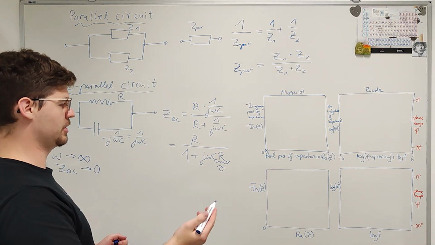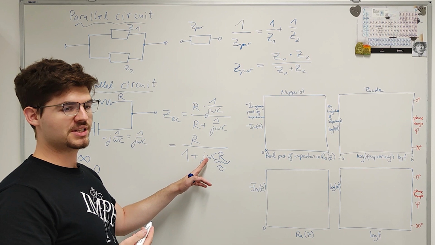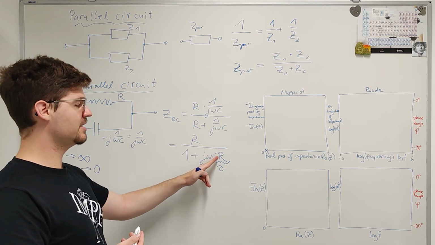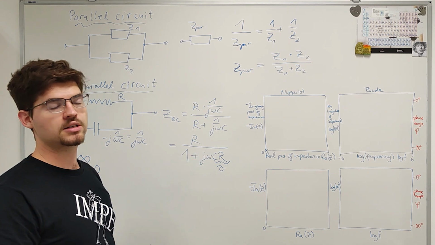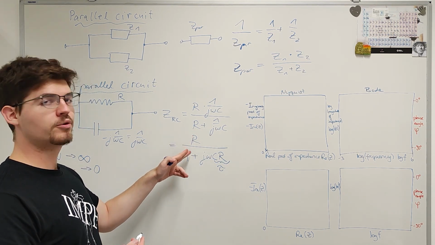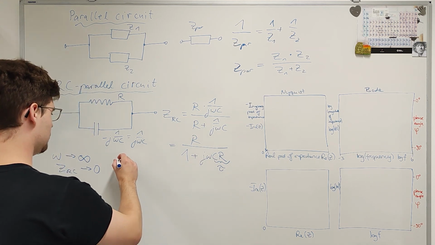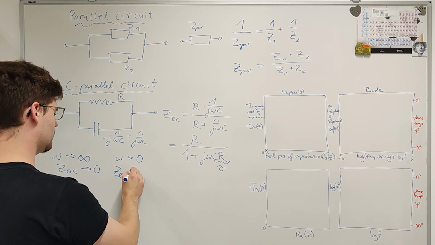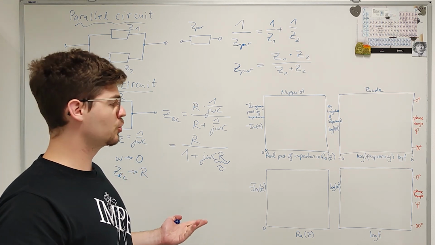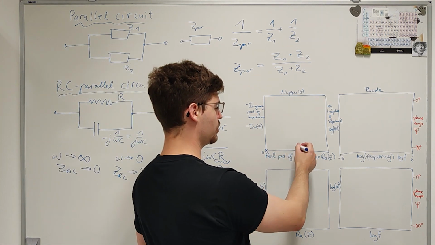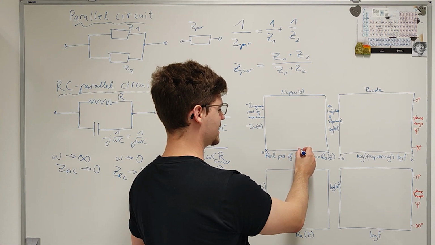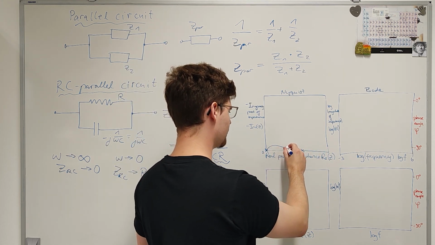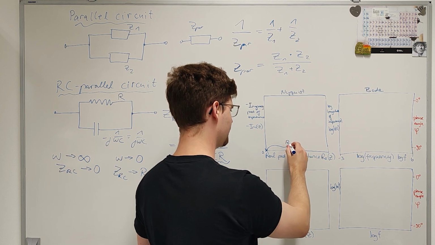Now let's check the next value. If we have very low frequencies, omega goes towards 0. And if omega goes towards 0, this imaginary part disappears. j times 0 times CR is just 0. And then what we have is R over 1. Now that's simple, that's R. And that too we are familiar with in the Nyquist plot. I will just put this here. It's obviously on the real axis because it has no imaginary component. And I will put it like this. This here is R.